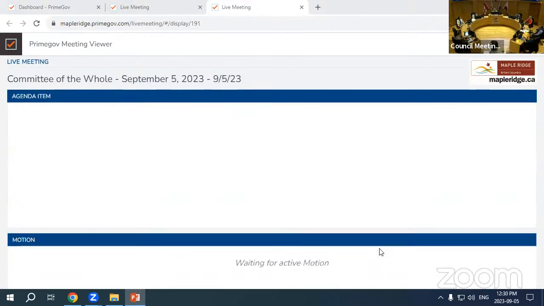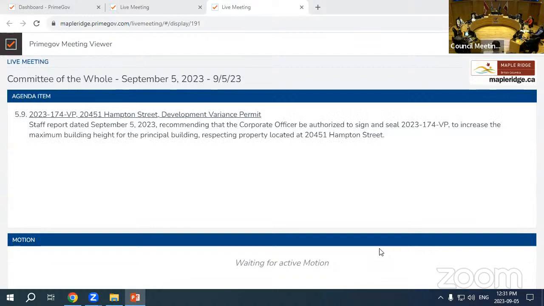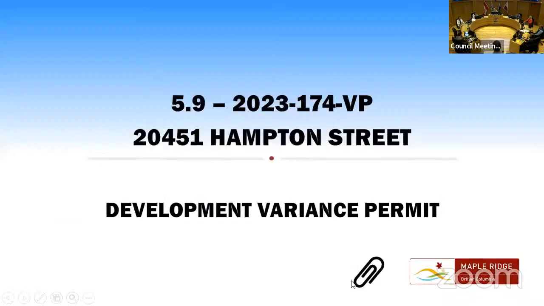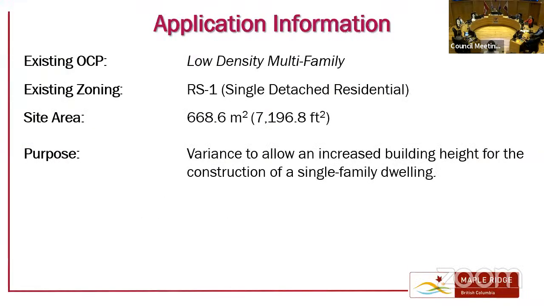Item 5.9 is 2023-174 VP for 2451 Hampton Street, and it's a development variance permit, and staff are in attendance to present the application. So this application for 2451 Hampton Street is in an area that's zoned RS1, single detached residential. The lot area of that zone is 668 square meters. The variance is to increase the building height for the construction of a single family dwelling.